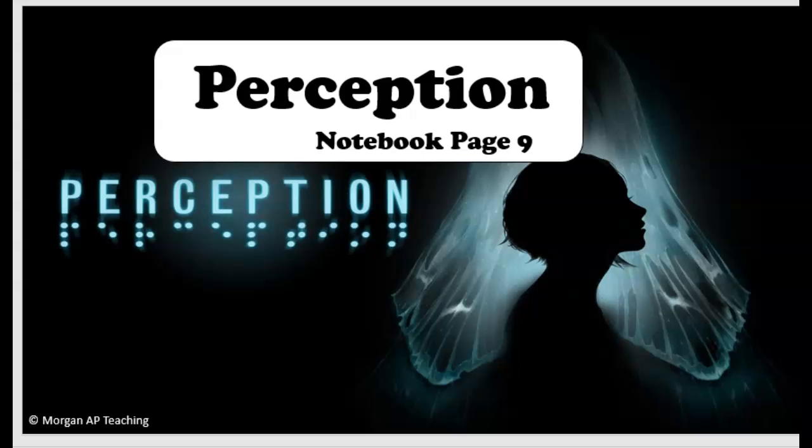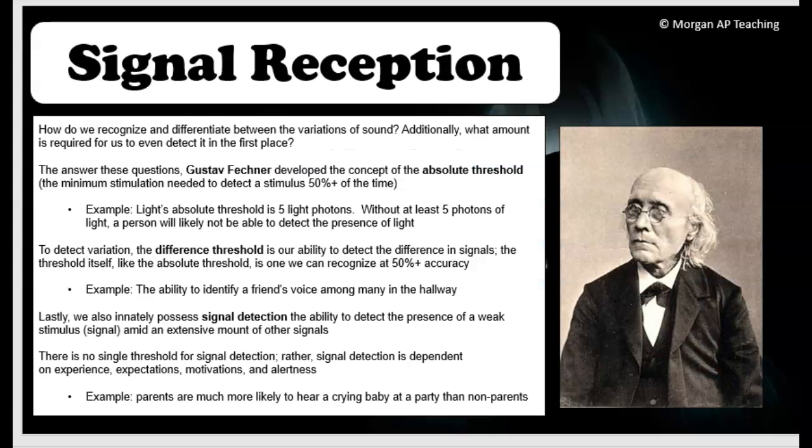All right, so we're going to talk about perception. Okay. So signal reception. How do we recognize and differentiate between the variations of sounds and what amount is required for us to detect it in the first place? So Gustav Fechner developed the concept of absolute threshold. And I think you should have a good understanding of this for the exam. So it's the minimum stimulation needed to detect a stimulus 50% or more of the time. So light's absolute threshold is 5 light photons. Without at least 5 photons of light, the person will likely not be able to detect the presence of light.